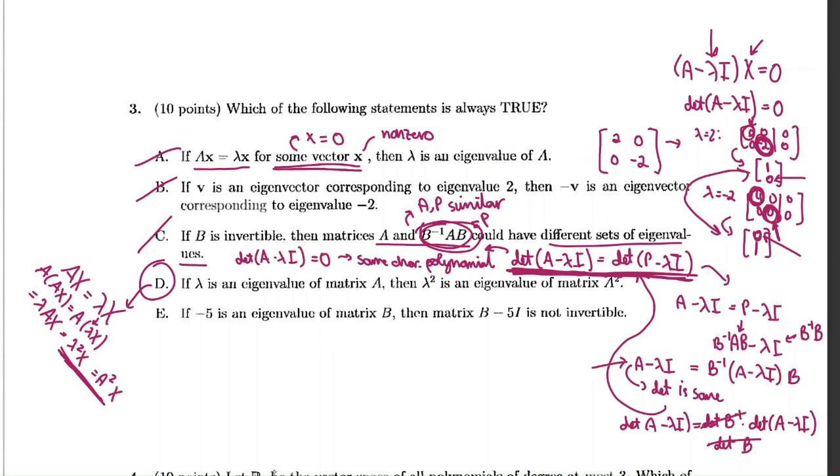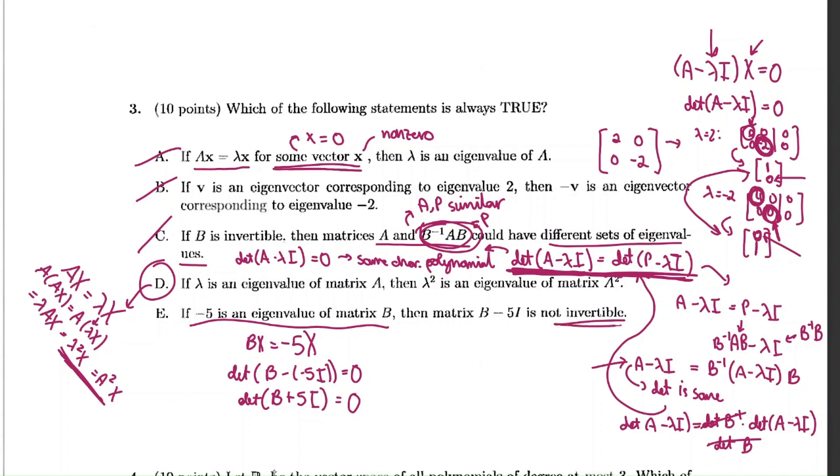So this is true. And then for part E, we're seeing that if -5 is an eigenvalue of B, then B minus 5I is not invertible. So first we know that -5 is an eigenvalue of B, so that means that Bx equals -5x by definition. And essentially, based on the definition of an eigenvalue, the determinant of B minus (-5)I equals 0. And that means that the determinant of B plus 5I is equal to 0.